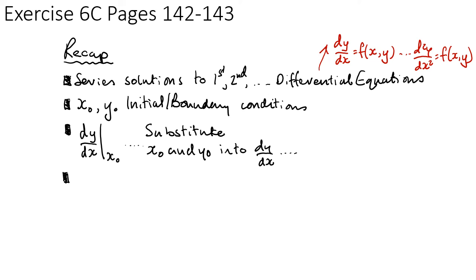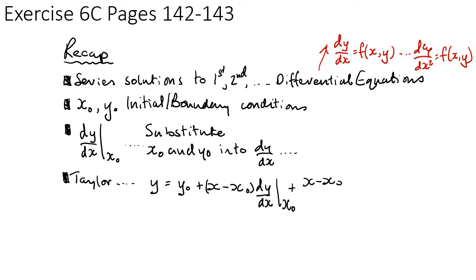So a Taylor series expansion would look like this. So y equals y0 plus, then we'll have x minus x0 times dy/dx with our initial condition. And I'll just do one more. X minus x0 over 2 factorial, and then the second derivative with our initial condition.